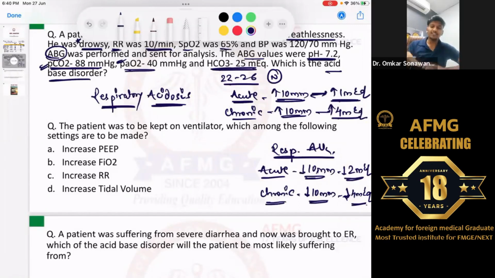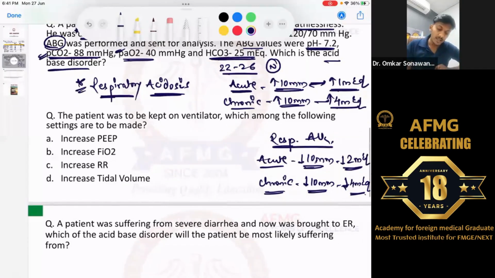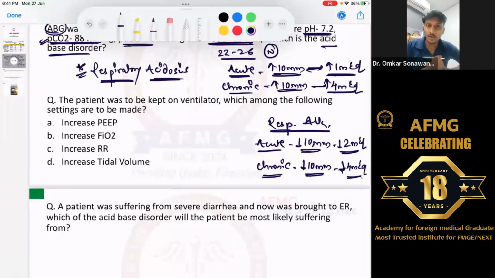I hope so. If you are not able to remember this, at least for the FMG aspirants, no issues with that. NEET PG aspirants might need to remember this. Okay? So at least I hope diagnosis would become easier now. At least you have diagnosed that the patient is having respiratory acidosis, and that is more than enough. Okay? Next question, this was also a recall question of FMGE.